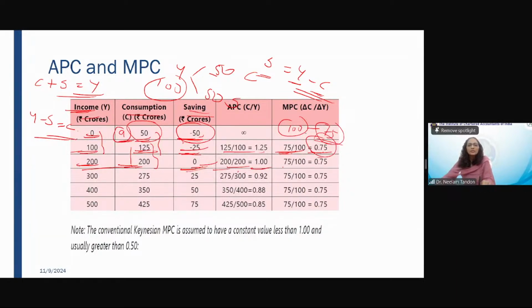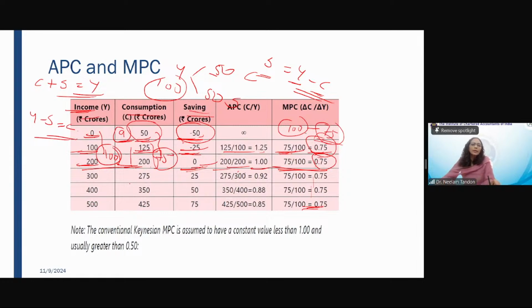What about marginal propensity to consume? Marginal propensity to consume is rate of change. Rate of change in consumption is 200 minus 125, which is 75. Change in income is 200 minus 100, which is 100. 75 by 100 is 0.75. That means 75% of income is spent on consumption, and this is the same all throughout. That means the marginal propensity to consume is the same all throughout. You can see here it is the same. Okay. So this is how you calculate APC and MPC.